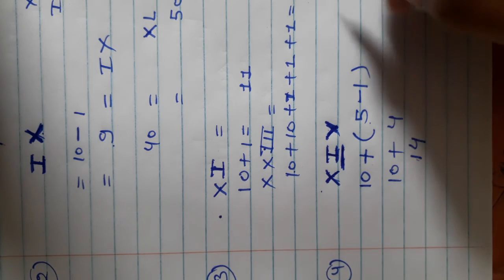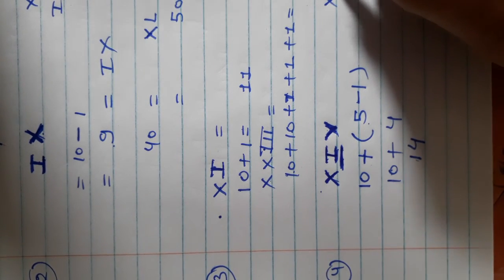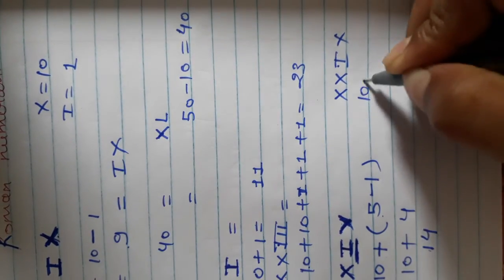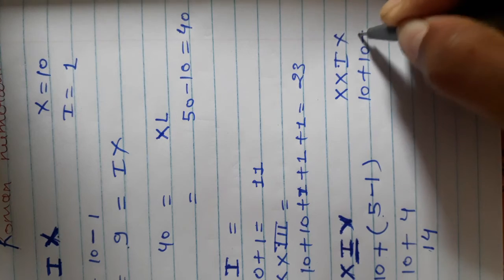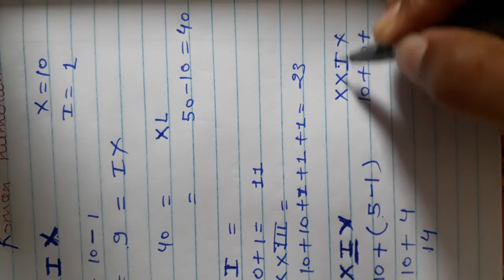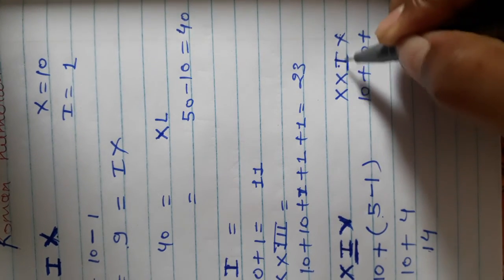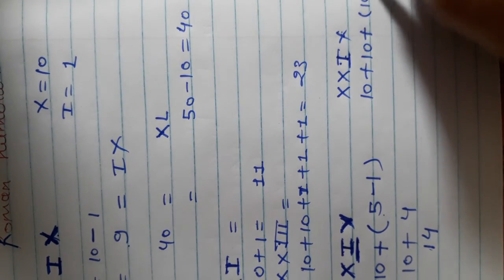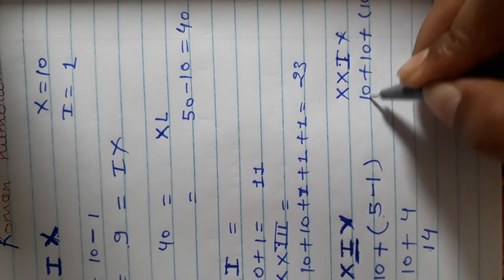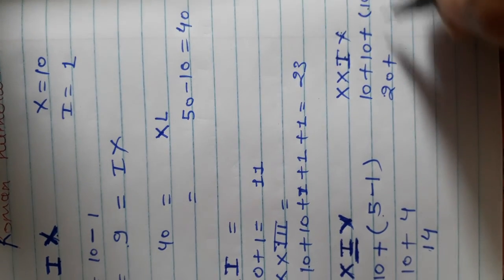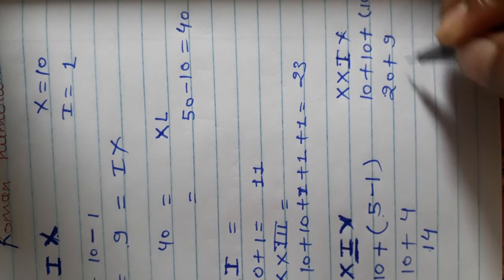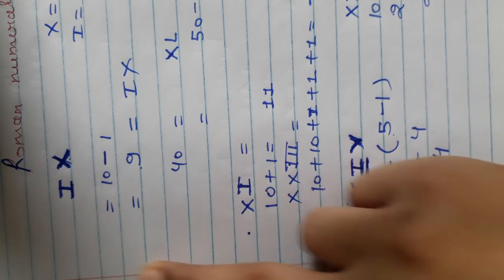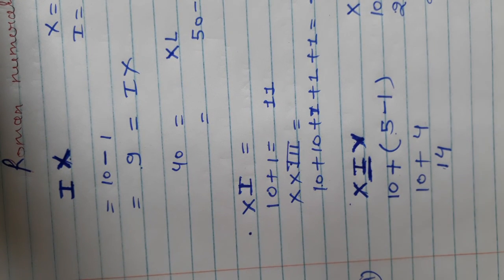We take one more example, the Roman numeral XXIX. This X means 10 plus this X means 10, plus this I lies between two Roman numerals, so we subtract 10 minus 1. So 10 plus 10 makes 20, plus 10 minus 1 makes 9. 20 plus 9 makes 29. So by using these four rules, we can find any Roman numeral.